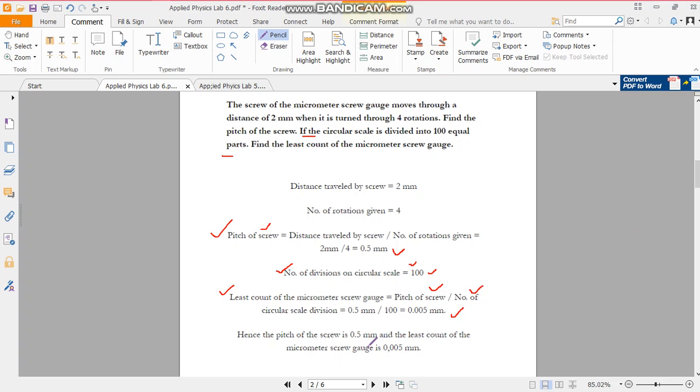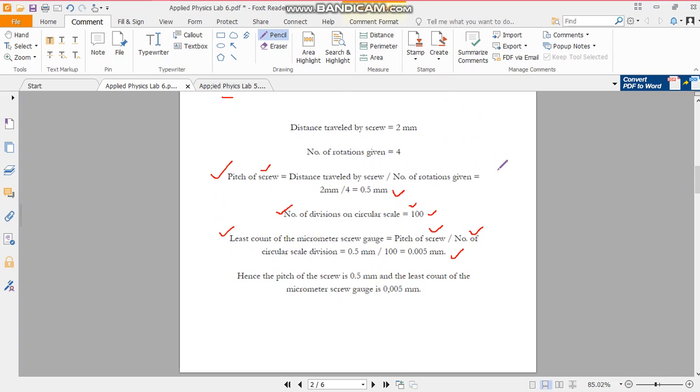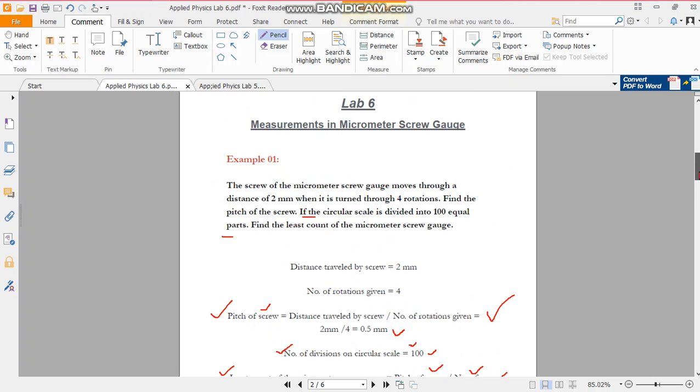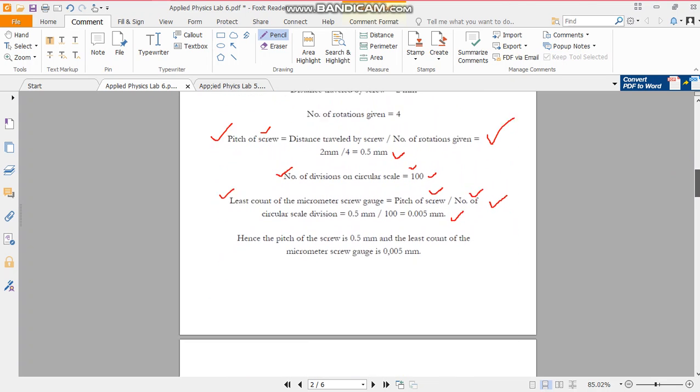So hence the pitch of the screw gauge is 0.5 mm and the least count of the micrometer screw gauge is 0.005 mm. In this numerical we find that we have two formulas to learn. One is how to find the pitch of the screw gauge: distance traveled by the screw divided by the number of rotations given. The second is the least count of the micrometer screw gauge: pitch of the screw divided by the number of circular scale divisions. All the values were given, but you only need to remember these two formulas.